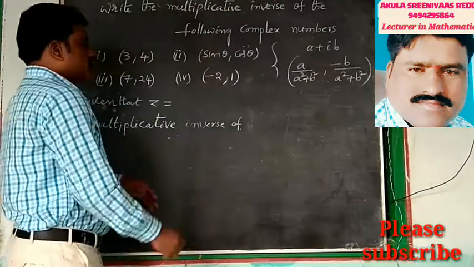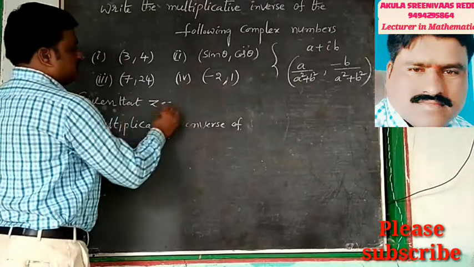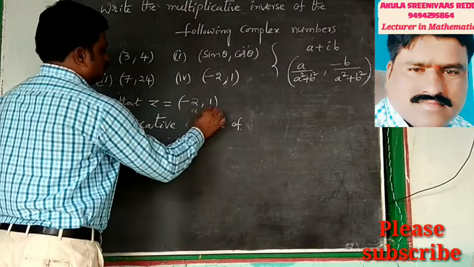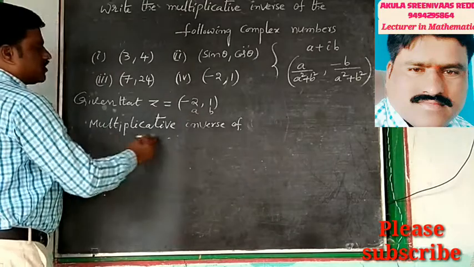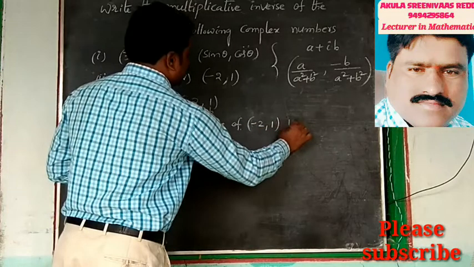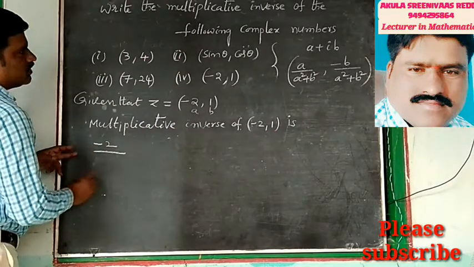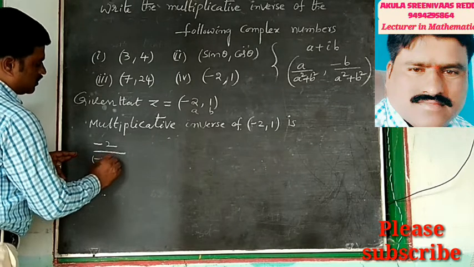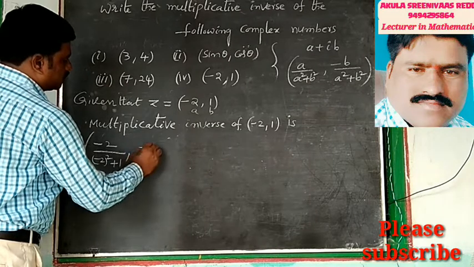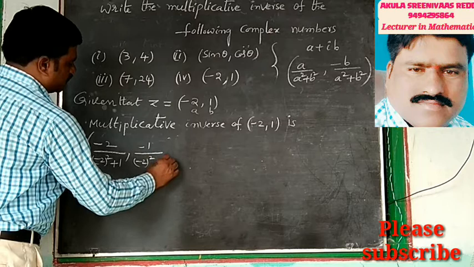Next problem. Minus 2 comma 1. Given that z is equal to minus 2 comma 1. So this is a value and this is b value. Multiplicative inverse of minus 2 comma 1 is a by a square plus b square, that means minus 2 by minus 2 whole square plus 1 square, comma, minus b means minus 1 by minus 2 whole square plus 1 square.